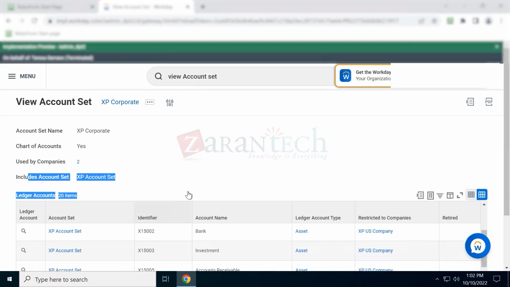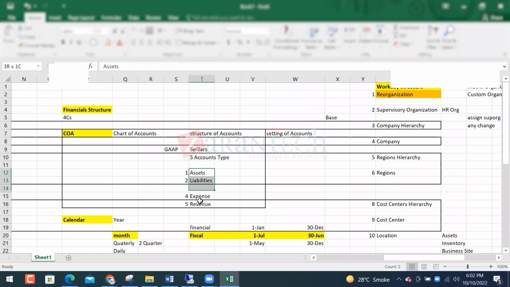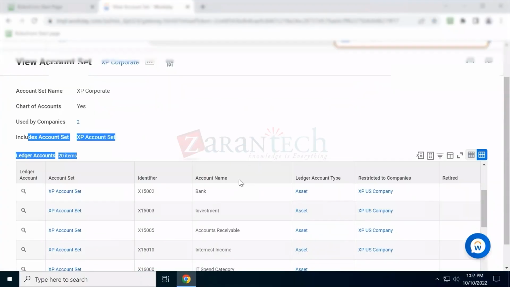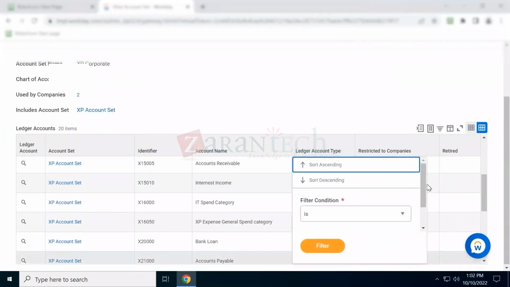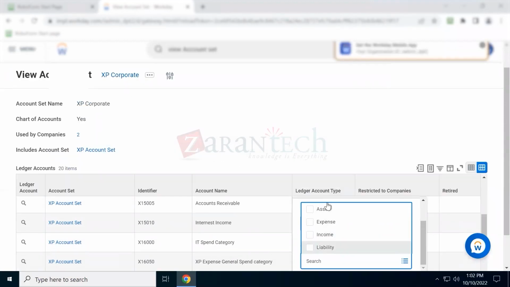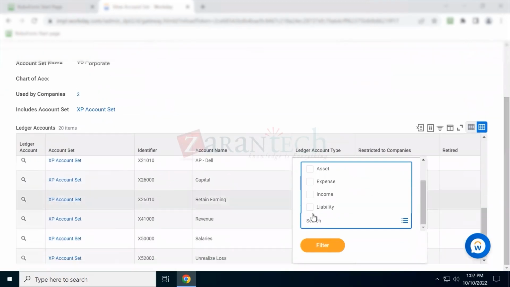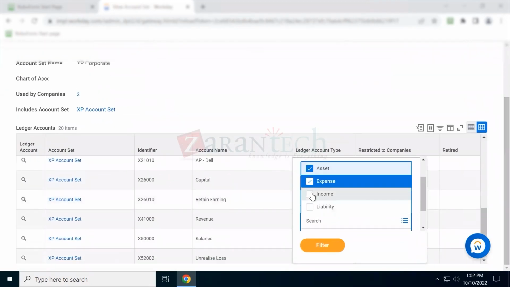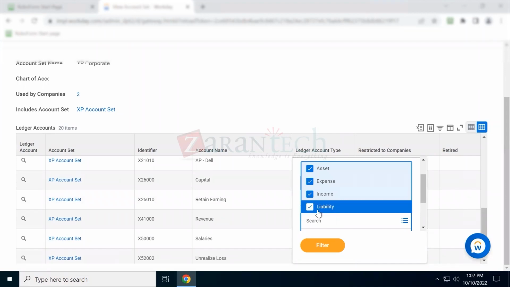And every account set has 5 types that we have discussed already. 5 types. These are asset, liability, and revenue, and capital is there, but it is 3 capital. So if I show you here, these are the ledger account types, and here asset, expense, income, liability. Wow, someone has removed the capital.